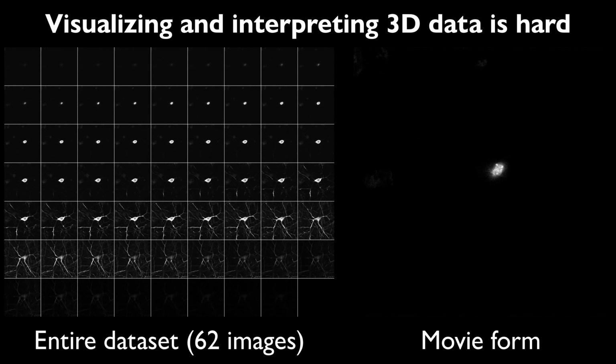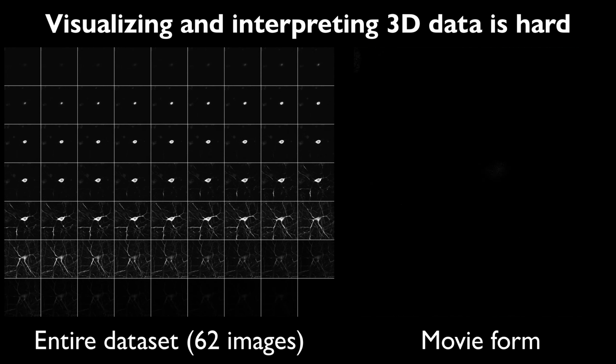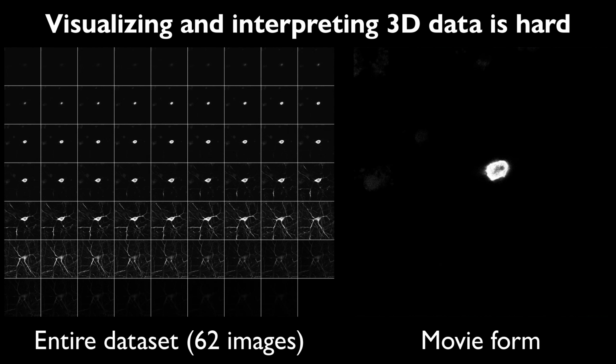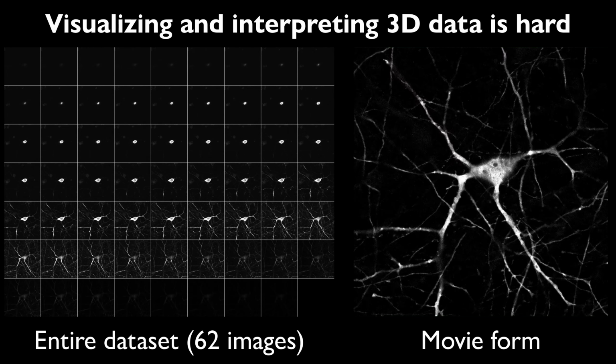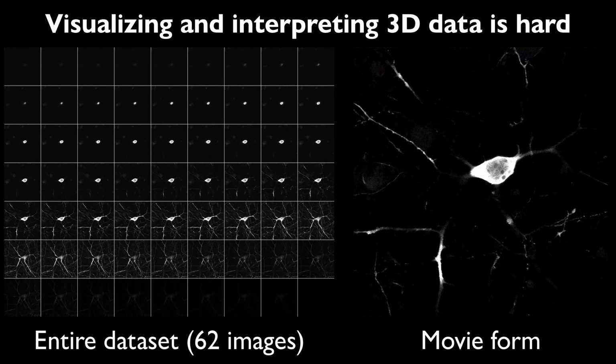And so on the left, we have the entire data set, which are 62 images. And on the right, we have it in movie form. This is kind of a neuron that I've been showing you over and over in this presentation. And you can see that there's a lot going on here. So how do we visualize this and how do we interpret it? There are different options and you'll have to choose between them.